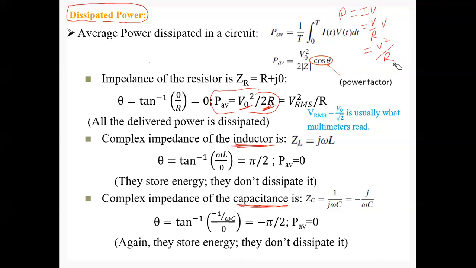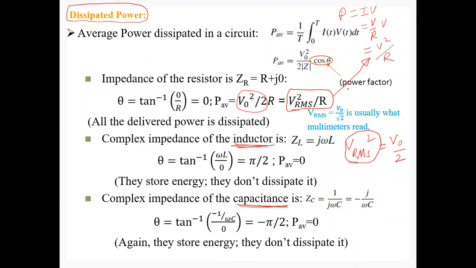Okay. Now the thing is, V0 squared over 2. So let me introduce one quantity, V RMS. What is the square of this guy? Help me. What is my V RMS squared? Can I say V0 squared over 2? Meaning V0 squared over 2 is actually V RMS squared. That's why I can write this as V RMS squared over R, which is exactly similar to this guy.